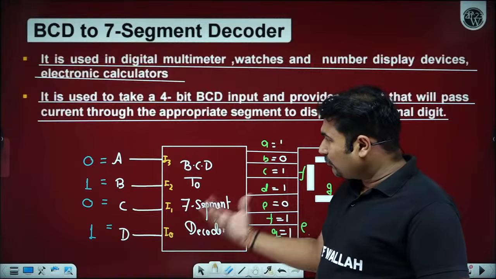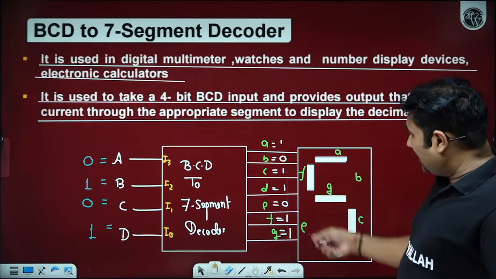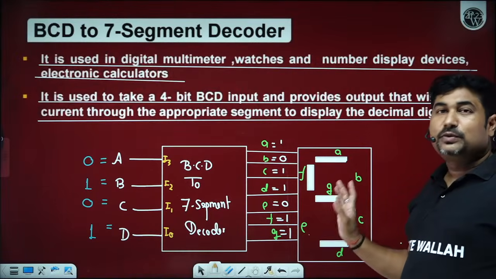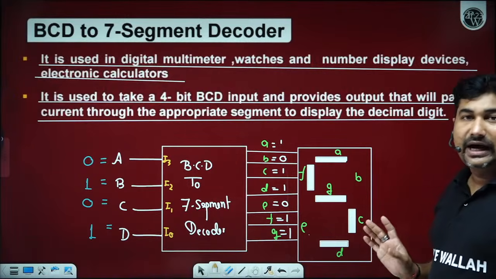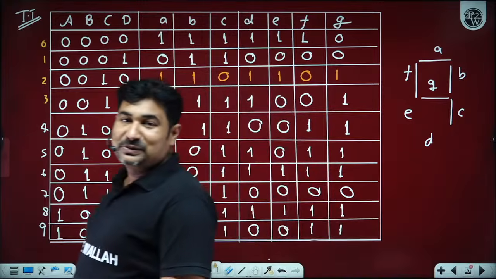So now we know about 4 inputs and 7 outputs, and the relationship also, that in order to display a decimal digit, the appropriate outputs are to be high. How many of you now able to understand up to this part? Please let me know. Great.